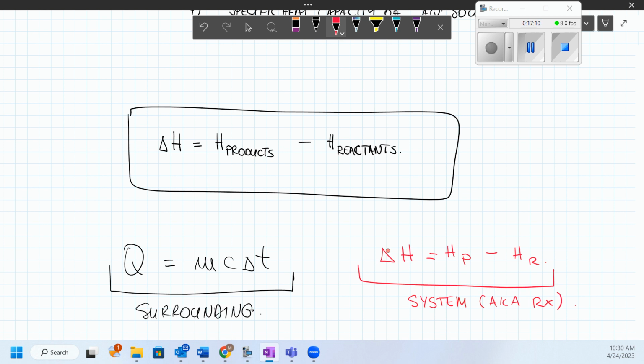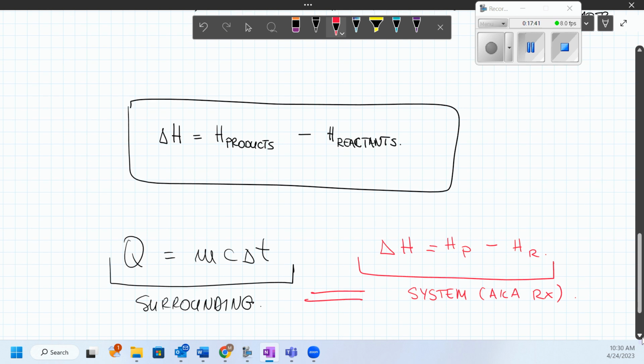Based on the conservation law of energy and the assumptions that we did in calorimetry, we say that those two are equal to each other, okay? Because in an isolated system, the energy is not created, not destroyed, but, for this specific case, released or absorbed by the chemical reaction, and it is transferred to the surrounding, okay?